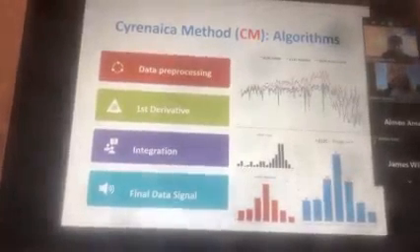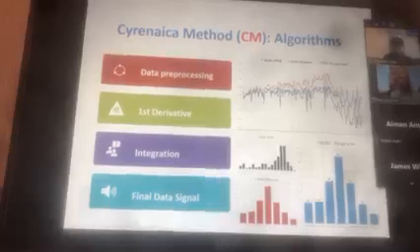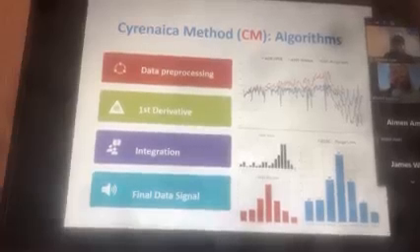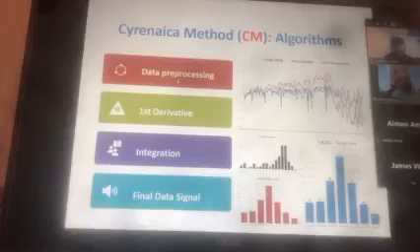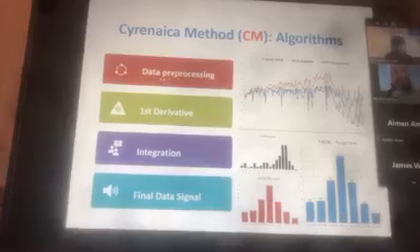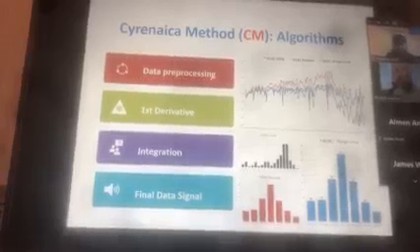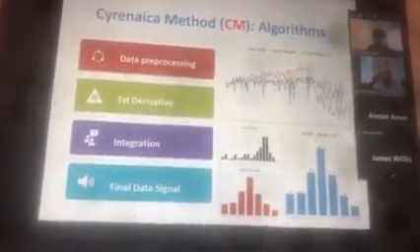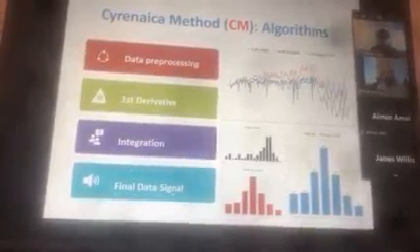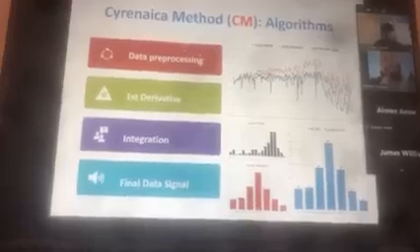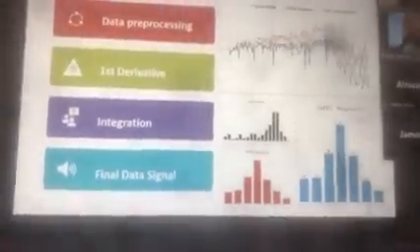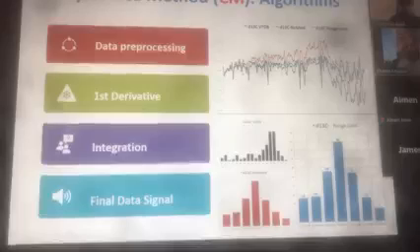Now, the method. This is the pith of the bone. The Cyrenaica method algorithms, as we said, have three main steps: data preprocessing, first derivative, integration, and then the final data set. So here, this is the first step, which is data preprocessing.